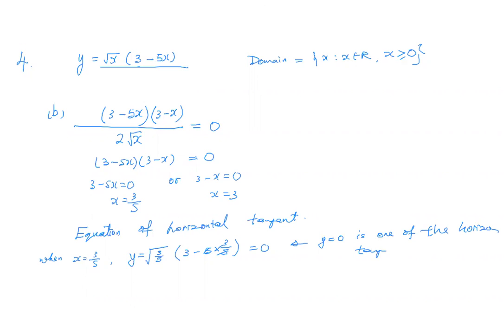So every time when you do a question, you must think a bit more. So when x equals 3, your y will be equal to square root of 3 times 3 minus 5 times 3. So you got negative 12 root 3. So y equals negative 12 root 3 is another horizontal tangent.